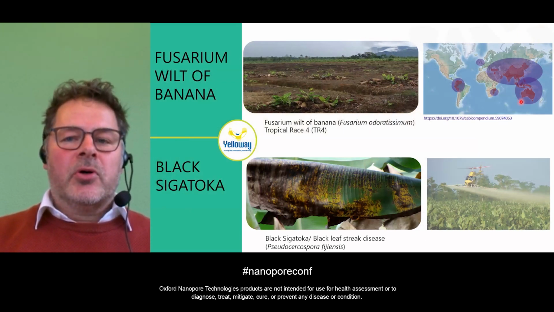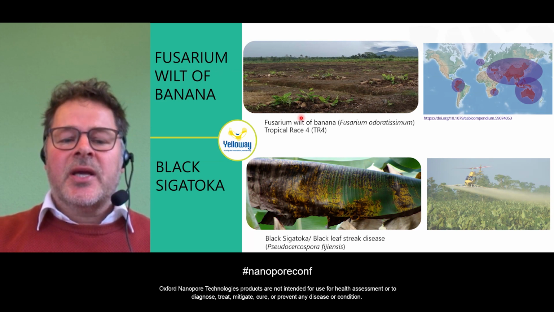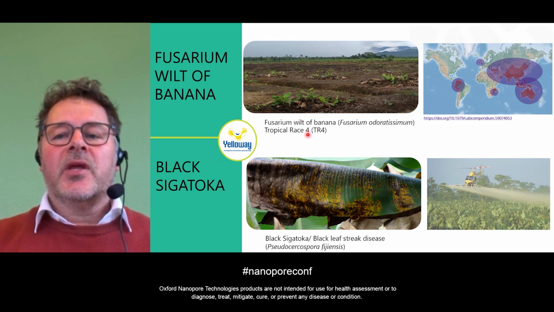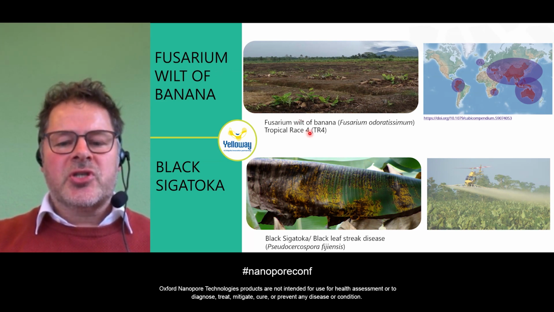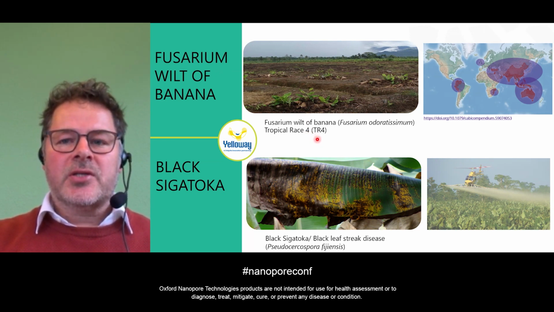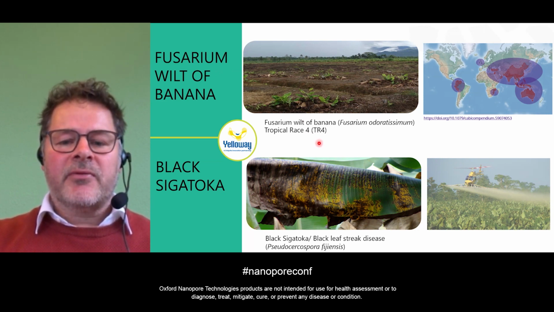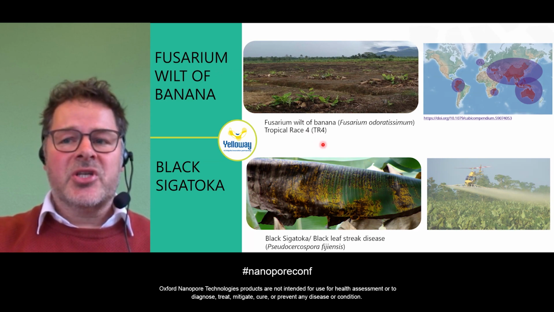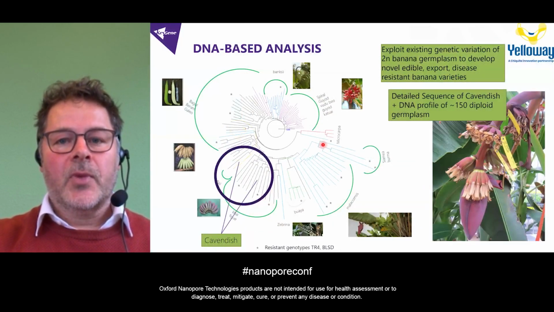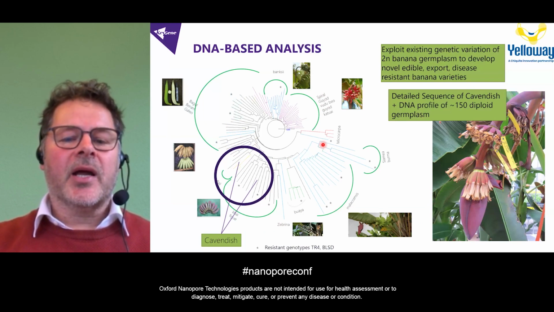The two most important fungal diseases threatening worldwide banana production are Fusarium Tropical Race 4, also known as the Panama disease, and Black Sigatoka. These diseases cause huge losses in the banana industry and require spraying large amounts of fungicides. Within the Yelloway initiative, we are breeding new banana varieties that are resistant against these diseases. To do this, we exploit the genetic diversity present within banana.